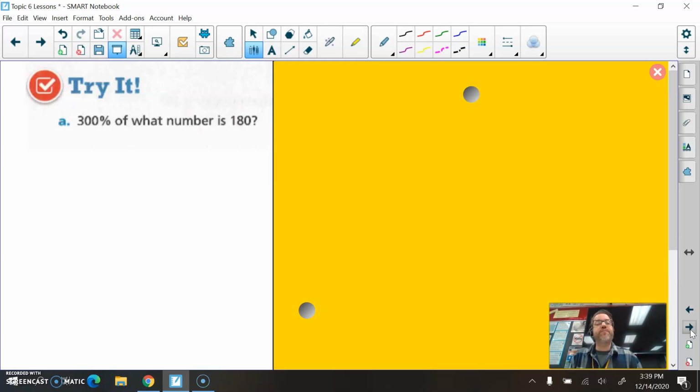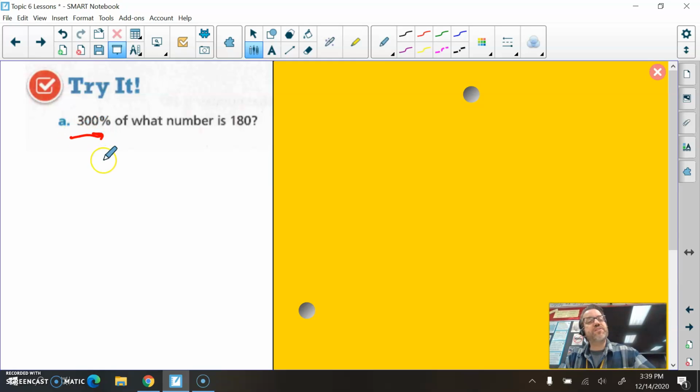300% of what number is 180? You know, 300% is triple 100%. So I could say triple of what number is 180? What number, when you triple it, would equal 180? You might be able to figure that out mentally. But let's write ourselves an equation.